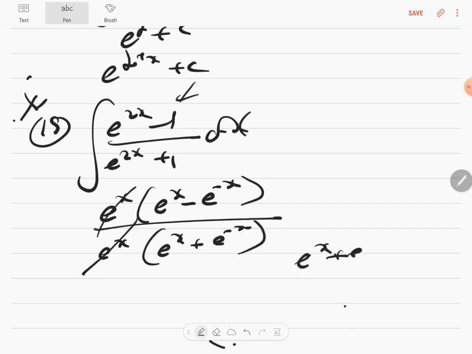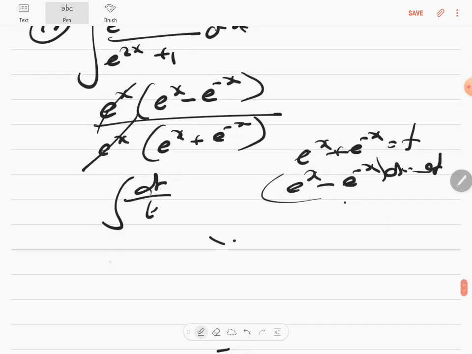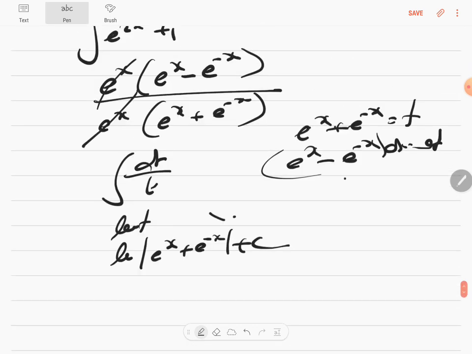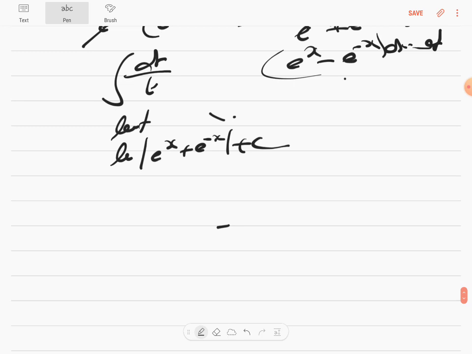Take the denominator as t, and the numerator will be dt, see. Minus e to the power minus x into dx will become dt. So this becomes dt by t. Therefore it becomes log t, which is log of mod of e to the power x plus e to the power minus x plus c. World's most important sum. If you don't know that, you have to take e to the power x out. You're gone. So let's go to the next sum.